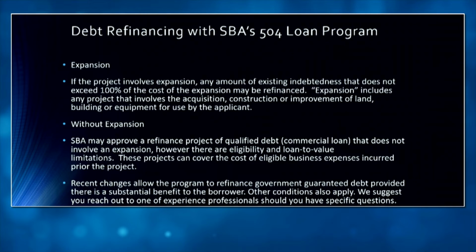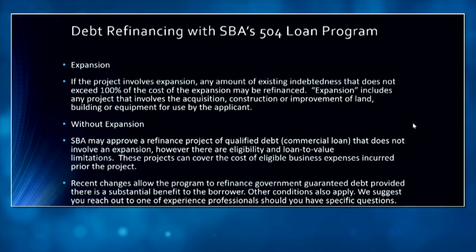And so, I mentioned this earlier, that there's two buckets. So there's the regular 504 that includes expansion. And I understand that gets somewhat convoluted. But if the project involves expansion, any amount of the existing indebtedness that does not exceed 100% of the cost of the expansion may be refinanced. Expansion includes any project that involves acquisition, construction, or improvement of land, building, or equipment for use by the applicant.